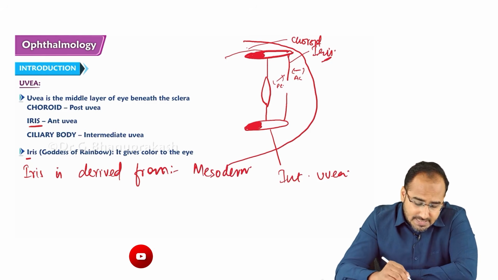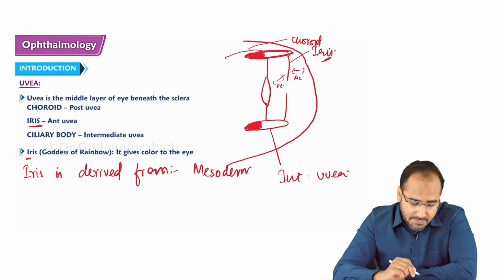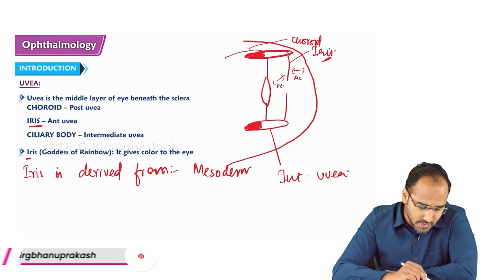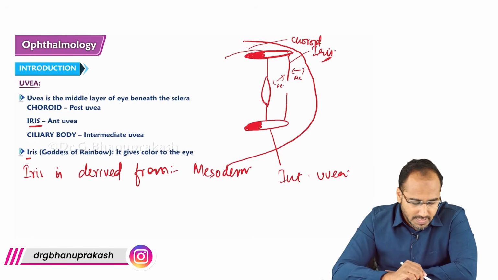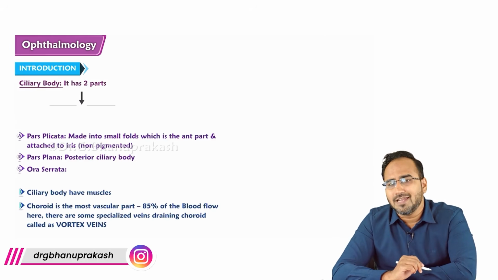What is the function of the iris? It gives color to the eyeball, right? This iris is also called what? It is also called goddess of rainbow. Next layer of the eye is called ciliary body.